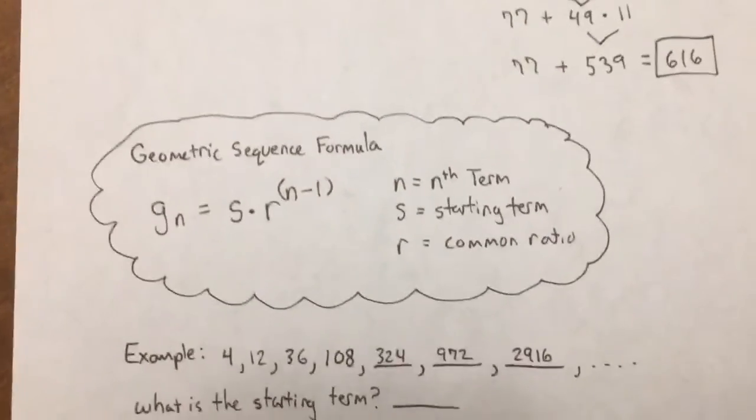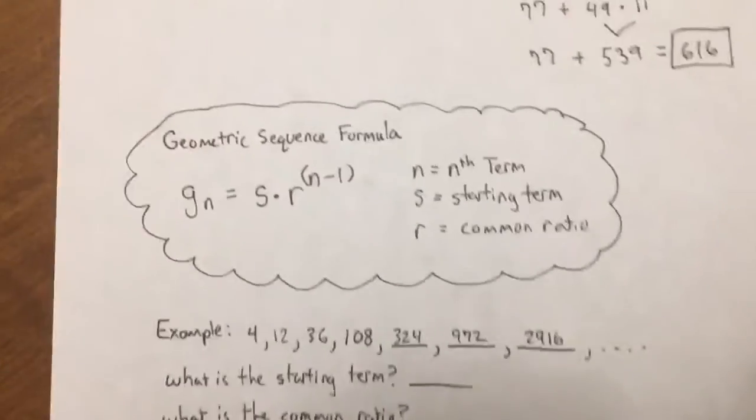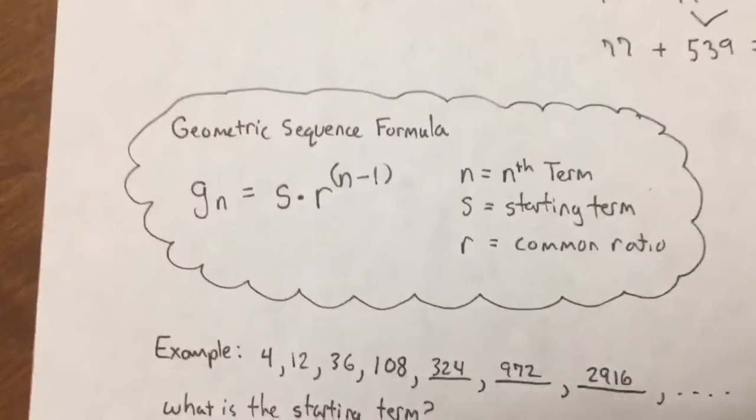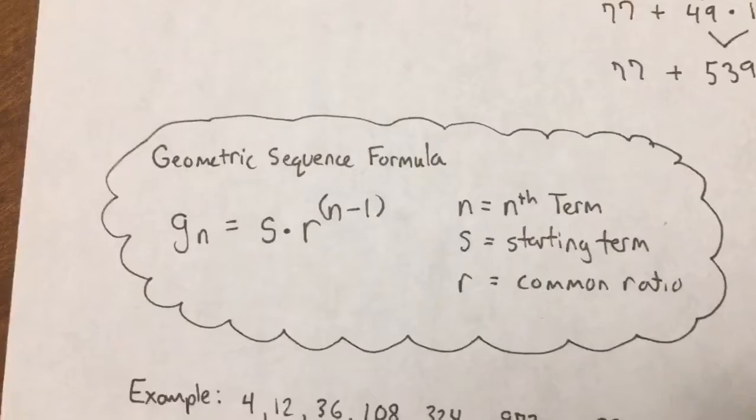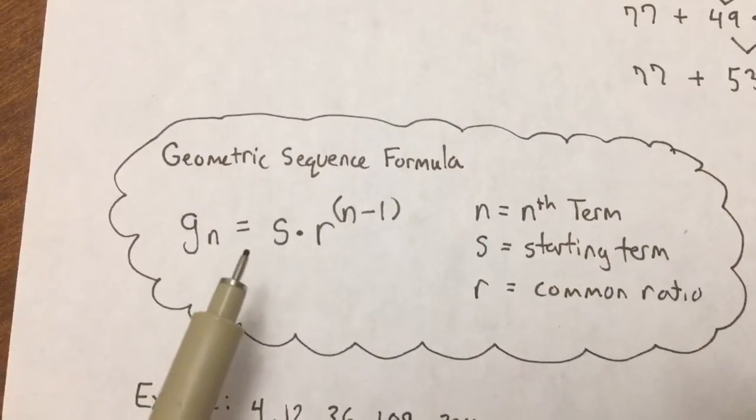Let's take a look at the geometric sequence formula now. The formula for geometric sequences is slightly different, as you can tell. We still have some common variables like in the arithmetic formula.